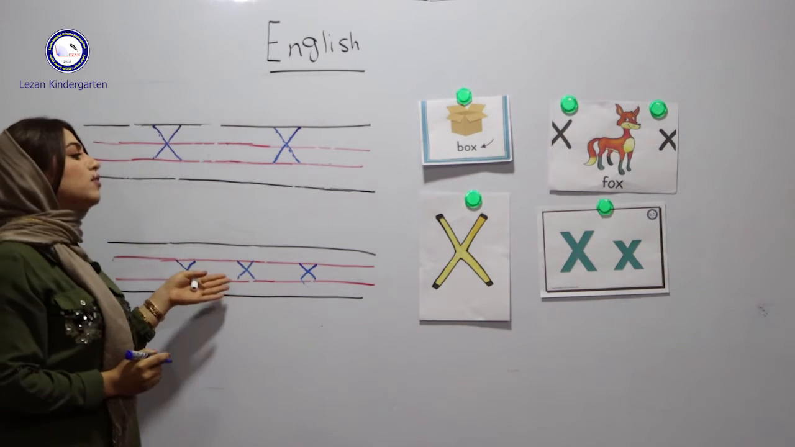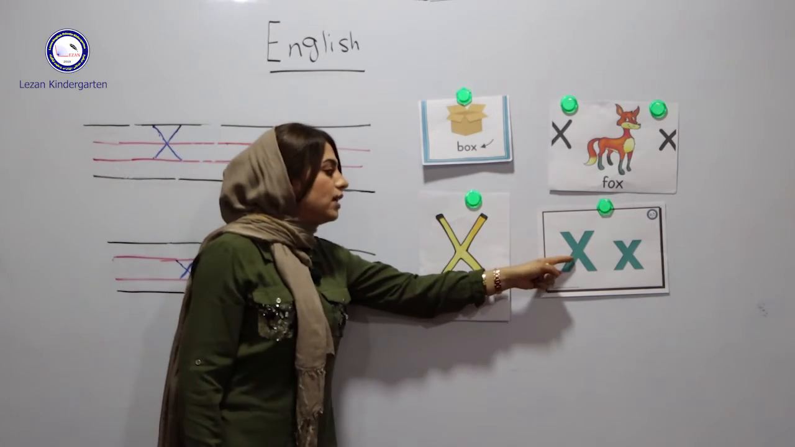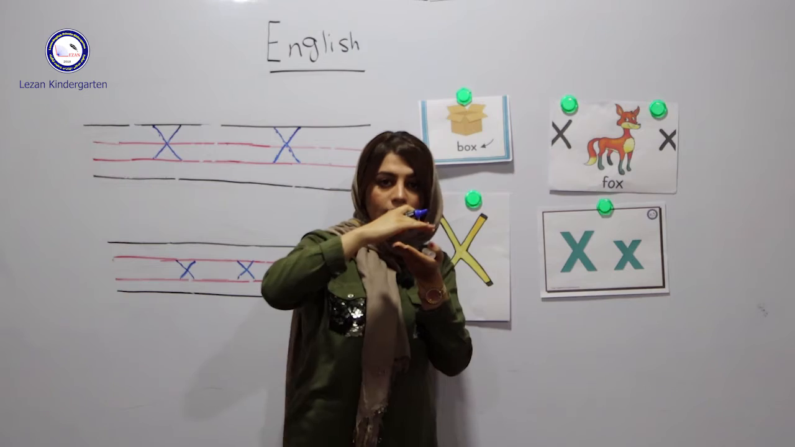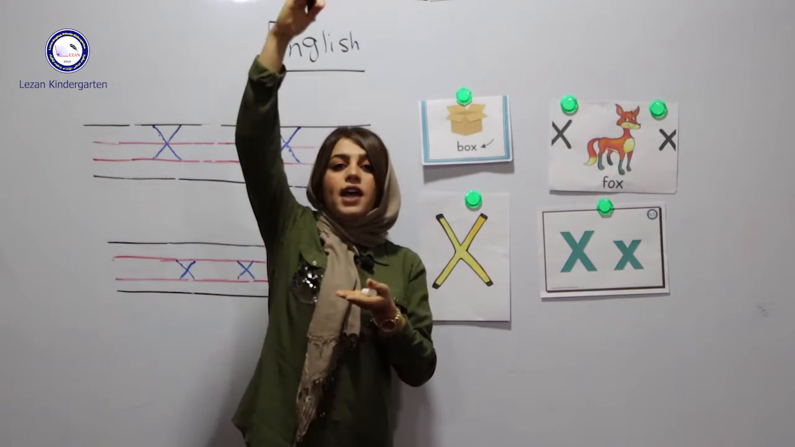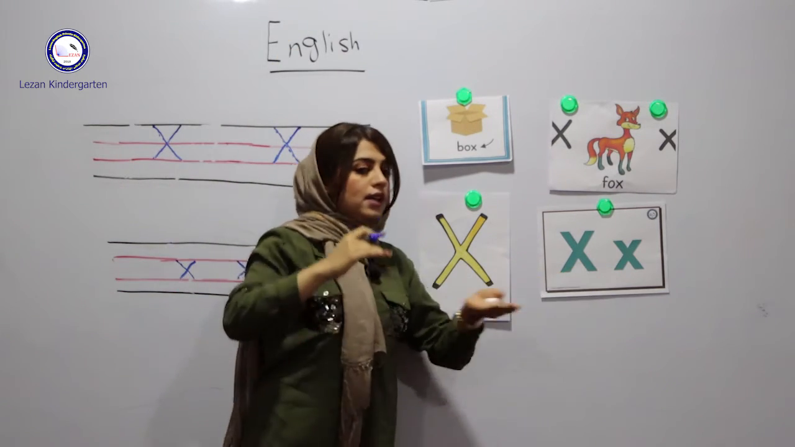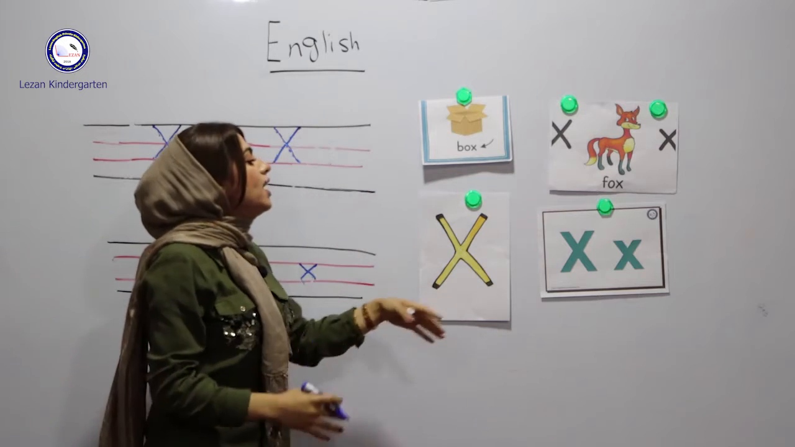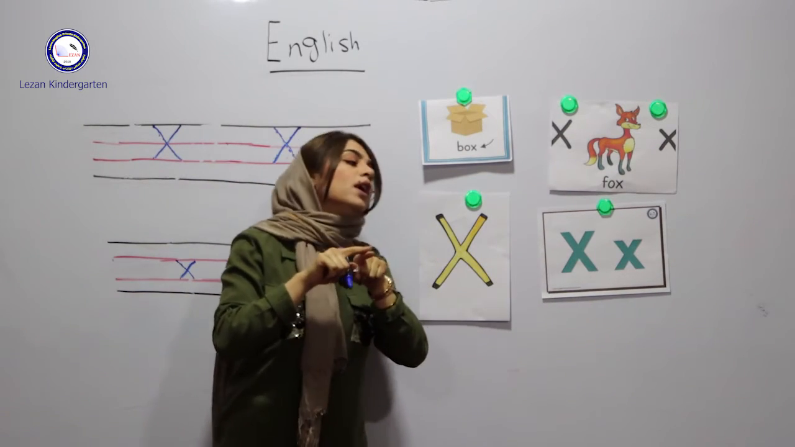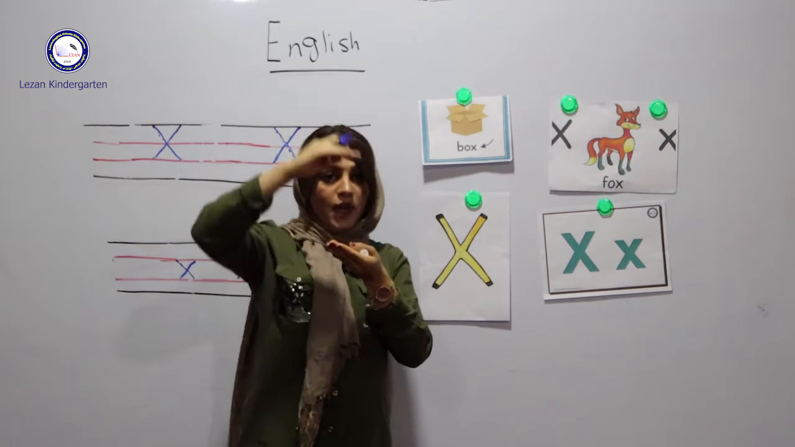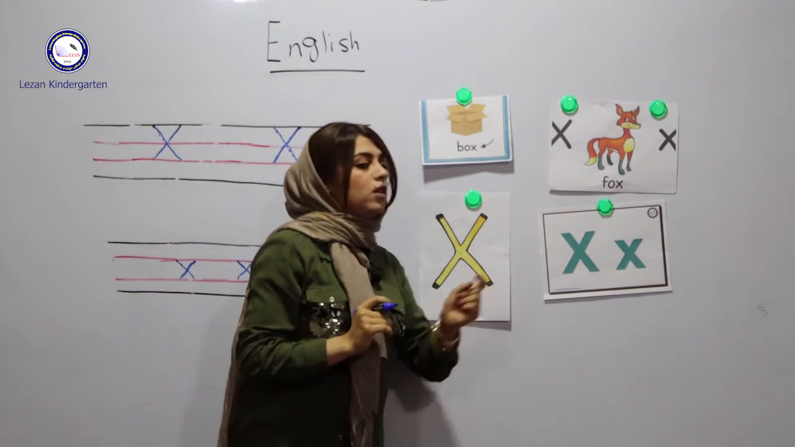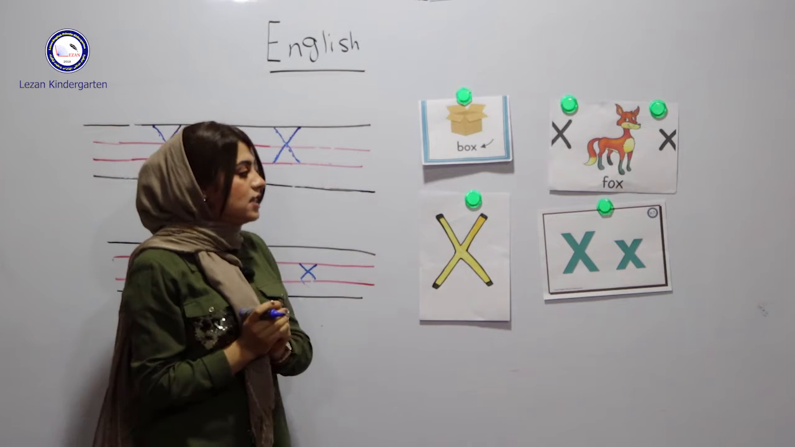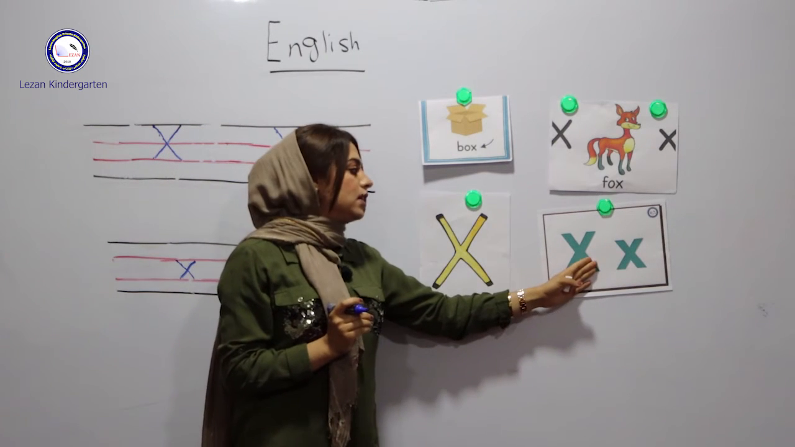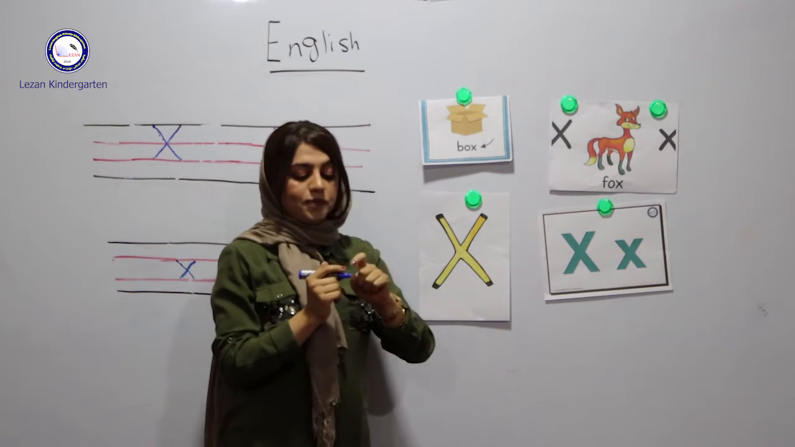Small kiss. Look, we have what? Capital kiss. Small kiss. This one is small kiss. But look, they are the same. Only one of them is big. One of them is small. Okay? Capital kiss. Small kiss.